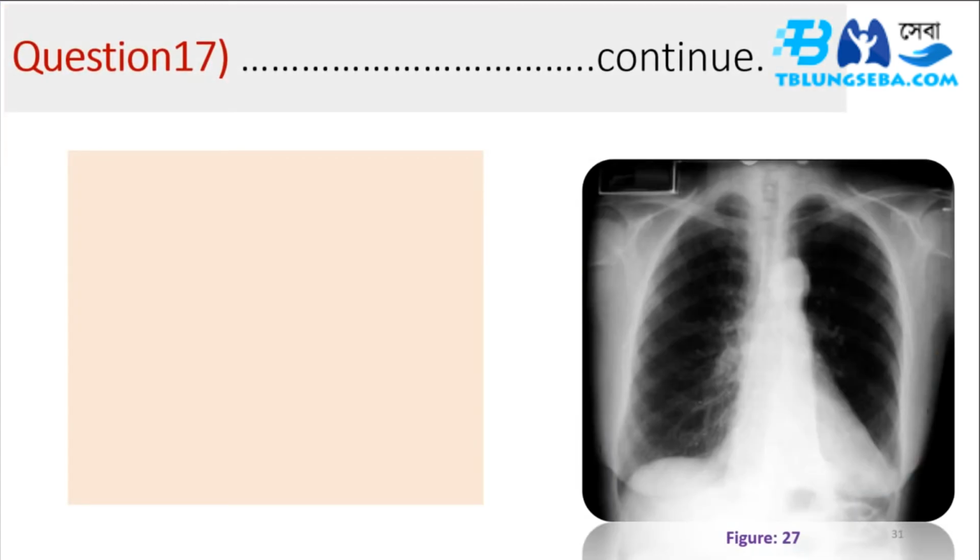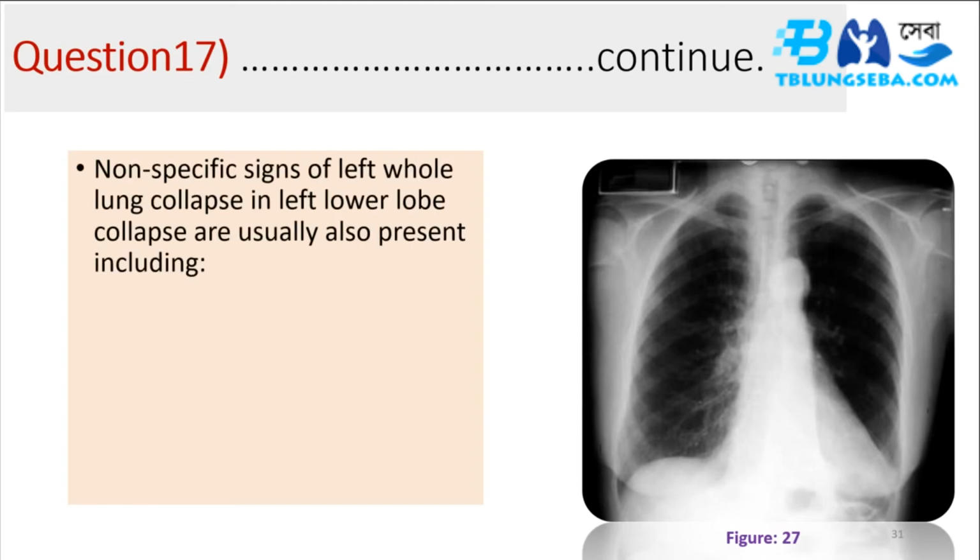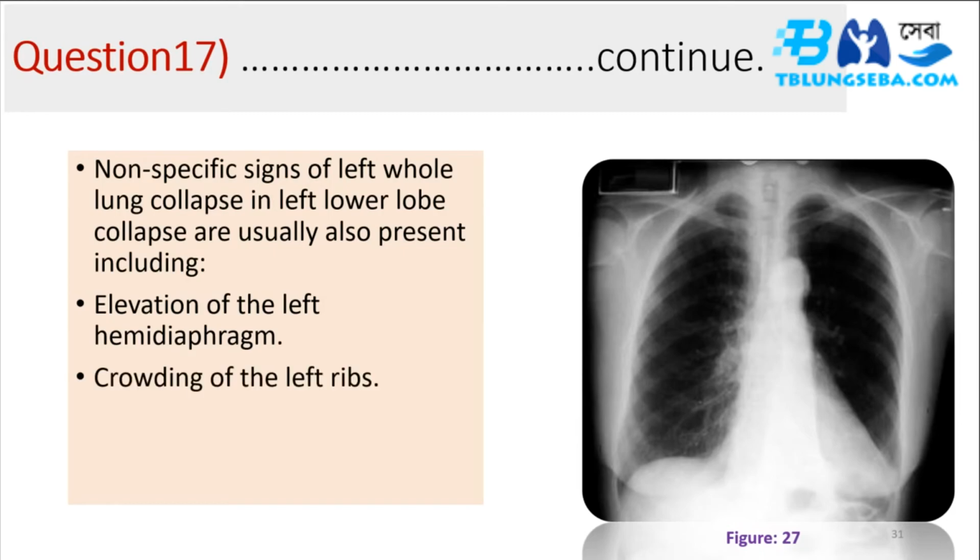Question 17 Continue. Non-specific signs of left whole lung collapse in left lower lobe collapse are usually also present, including elevation of the left hemidiaphragm, crowding of the left ribs, shift of the mediastinum to the left.